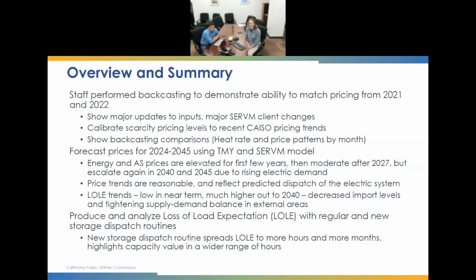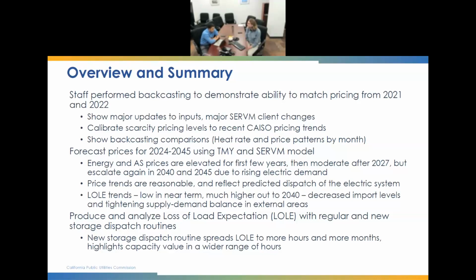So we'll be talking about mainly three parts of it. One is the backtesting, the forecasting price, and then the loss of load analysis. In the backtesting, we'll show you the major update to inputs and the major update to the Servm client. The Servm client is the production cost model we use. Here, we also talk a little bit about the calibration we did to align the Servm price with the CAISO actual prices. And we will show you some graphs about the price and how we benchmark our analysis.